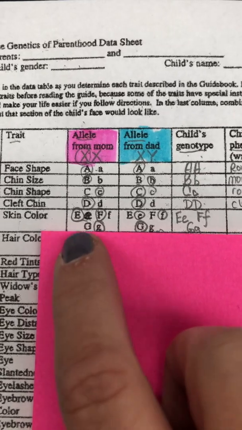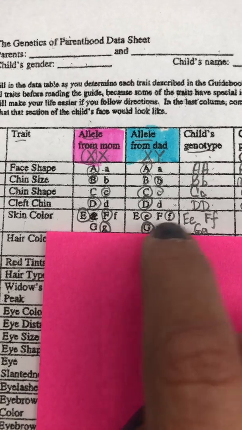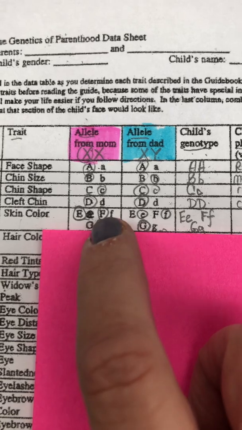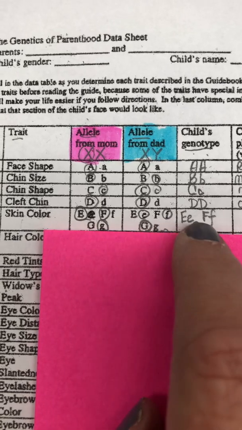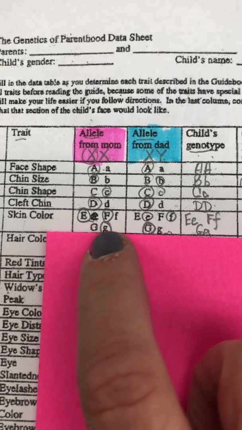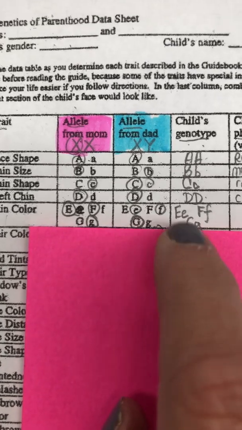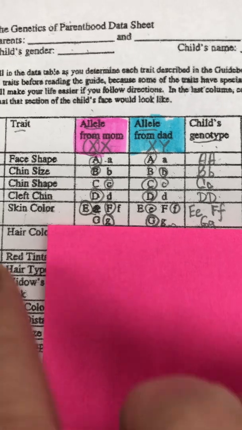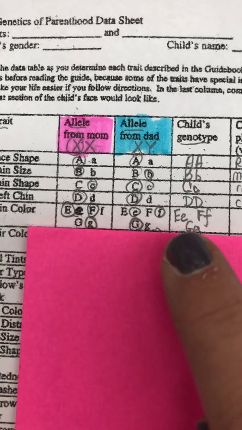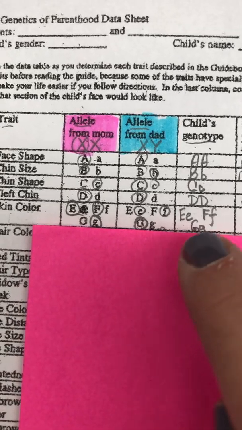So mom offered a big E and dad offered a little e. So we're going to write big, little. Mom offered a big F, dad offered a little f, big, little. And then mom offered a little g, and dad offered a big G. So big, little. So all of the child's genotypes for skin color are heterozygous. That means big and little, big and little, big and little.